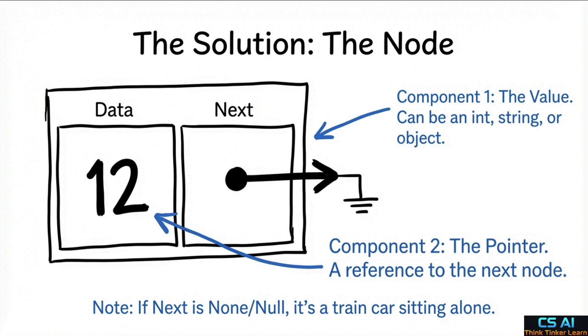Each node is typically divided into two main components. First, we have the value or data. This is where you store the actual information, which can be an integer, a string, an object, or anything else you need. Second, we have the pointer, often called next. This is a reference to the next node in the sequence. It's how one piece of our train knows where the next car is, a crucial link. If a node's next pointer is None or null, it signifies the end of the list. It's like a train car sitting alone, not connected to anything further.